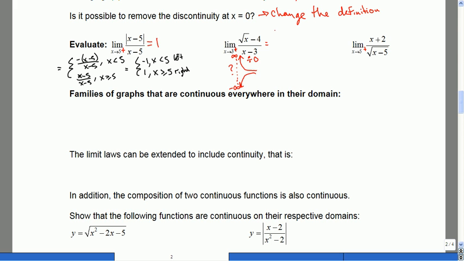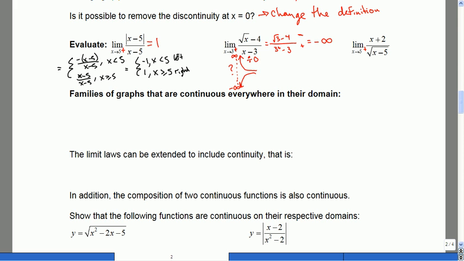The way to figure that out is on top, if I was to evaluate it from the left, I would have root 3 minus 4, which is a negative value. And on the bottom, when I evaluate a little more than 3 and take 3 away, this one's positive. So that tells me a negative divided by a positive is going to be negative infinity.